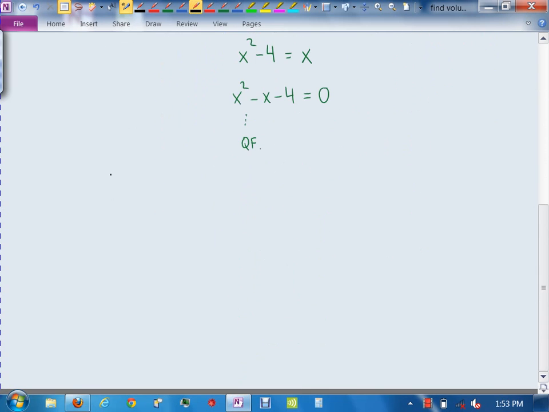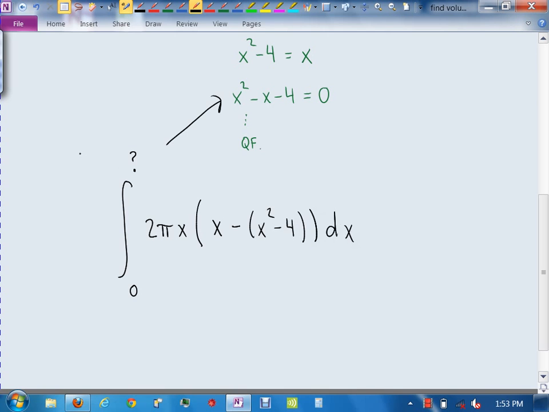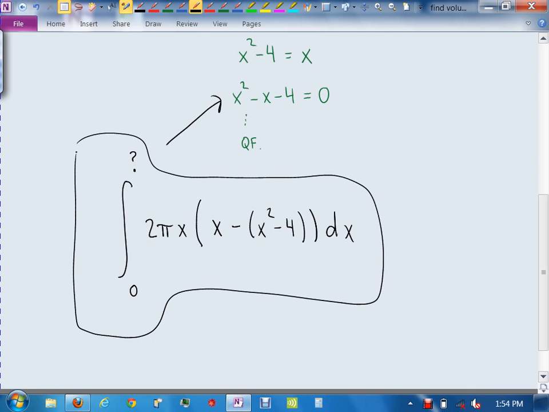So here's my integral. It is integral from 0 to something, okay, that I'm going to get from solving that equation. Then what? 2 pi x. Upper minus lower? x minus x squared minus 4 dx. So that integral would represent the volume of that region rotated around the y-axis using the method of shells. Any questions?